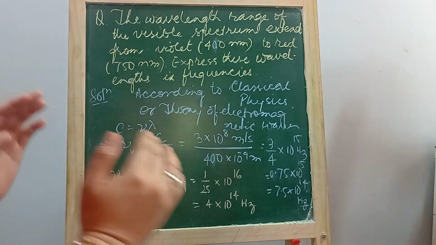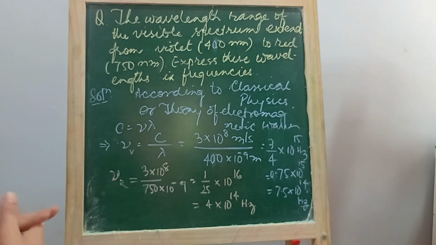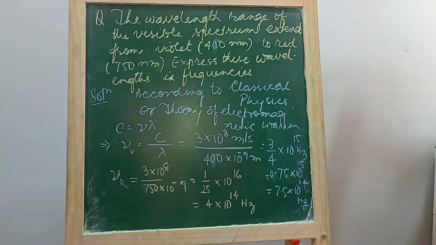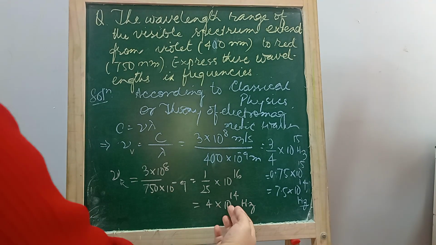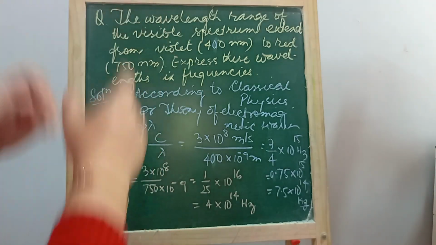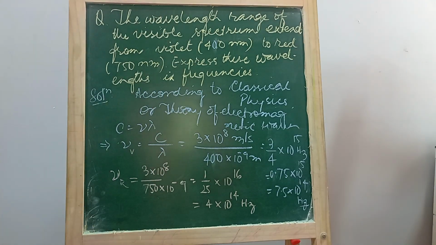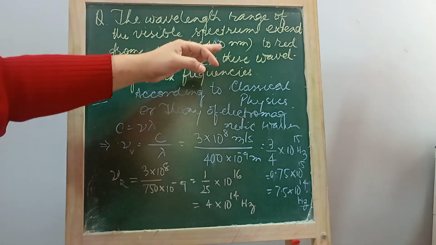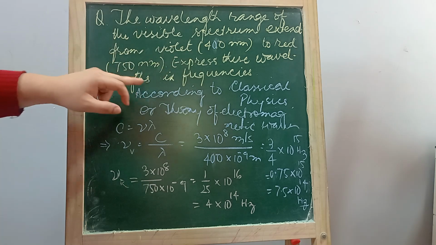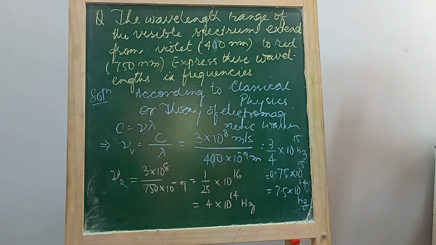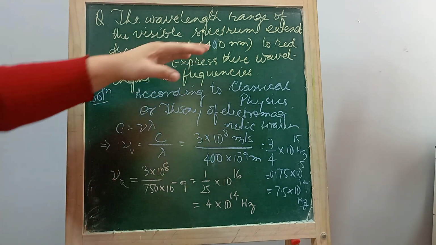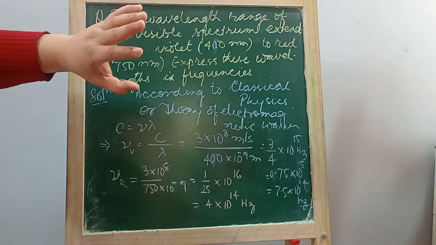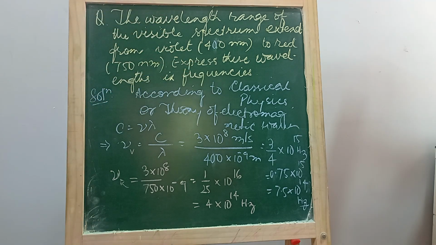We find that in the spectrum of electromagnetic radiation, the visible range, that means the electromagnetic waves whose frequency is around 10¹⁴ hertz, is visible to our naked eyes. It can be perceived by our naked eyes. And its wavelength ranges from 400 nanometer, violet, to 750 nanometer, red. This particular range of electromagnetic waves is visible to our naked eyes. I hope it's clear.